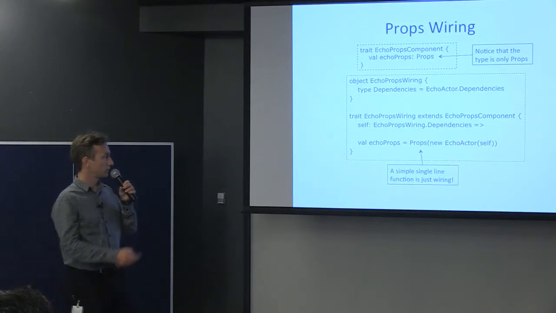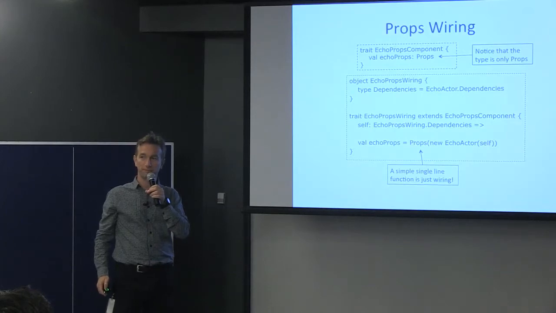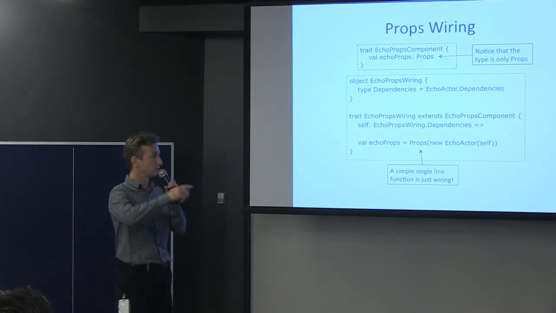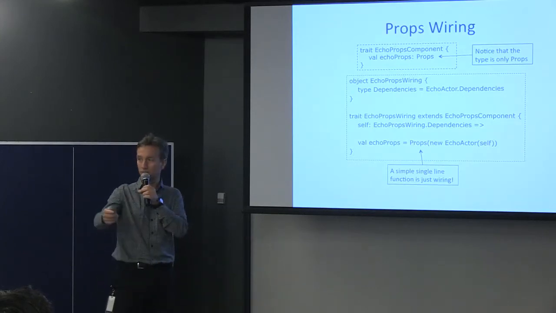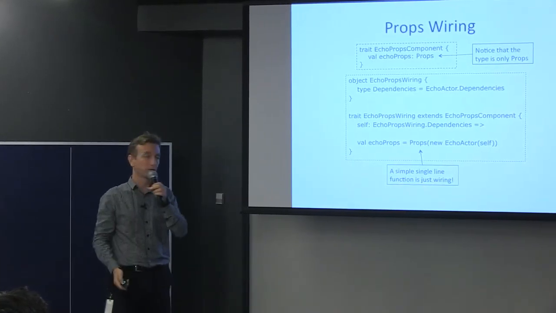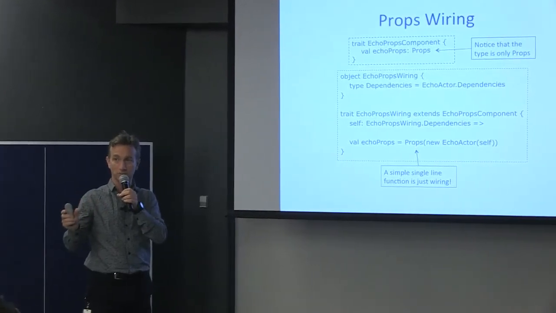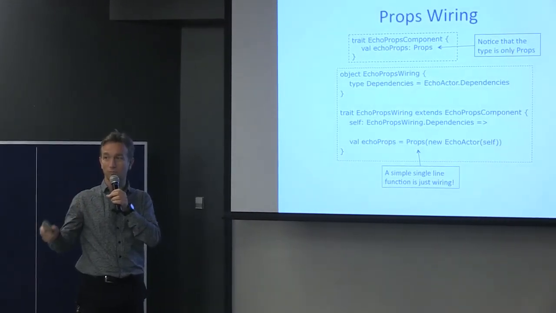Arguably you could say this is some implementation going on here, but the Props new EchoActor self, it's not just new something, is it? There's something a little bit extra there. But usually in our code, if it's just a one-liner and it's pretty simple, we turn a blind eye and say that's wiring.